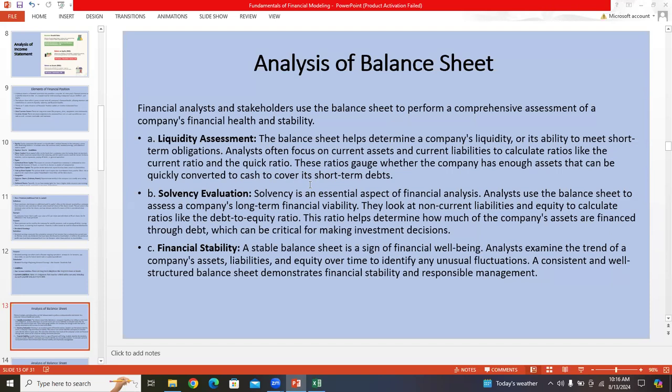Solvency analysts use the balance sheet to assess a company's long-term financial stability. They look at the non-current liabilities and equity to calculate ratios like the debt to equity ratio. So there are many solvency ratios.